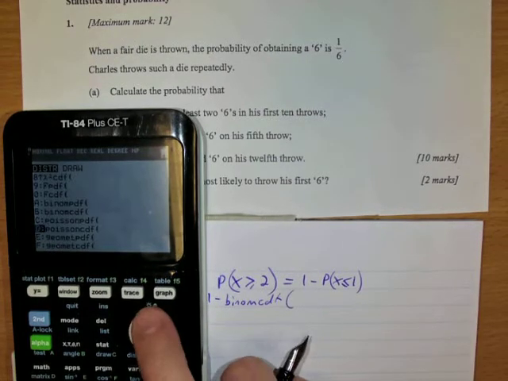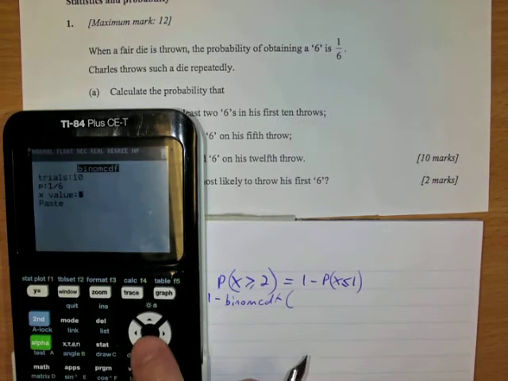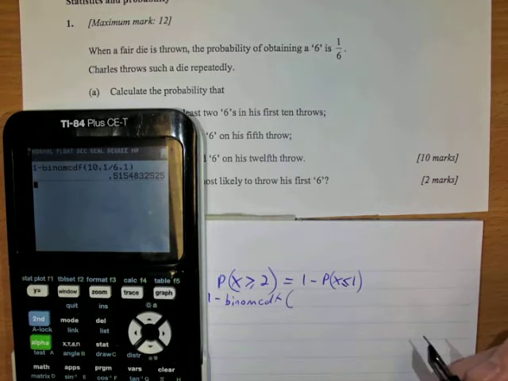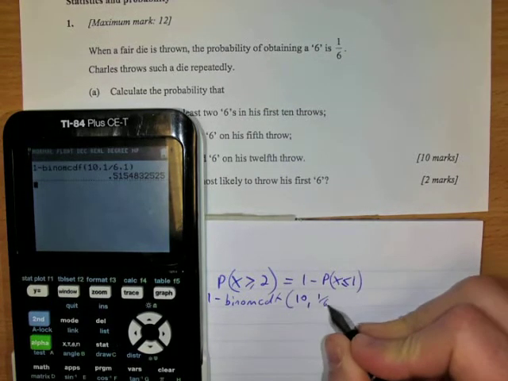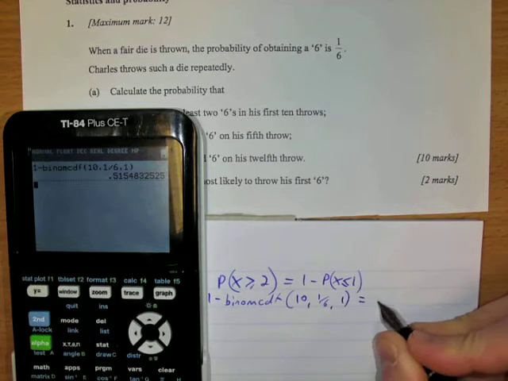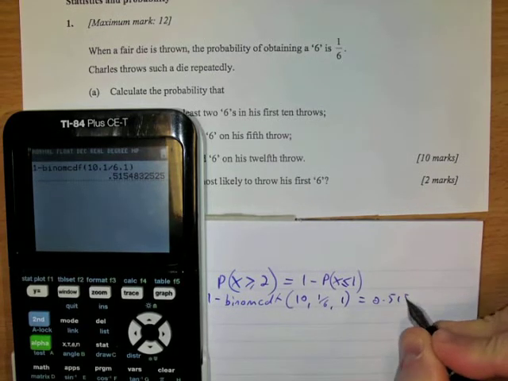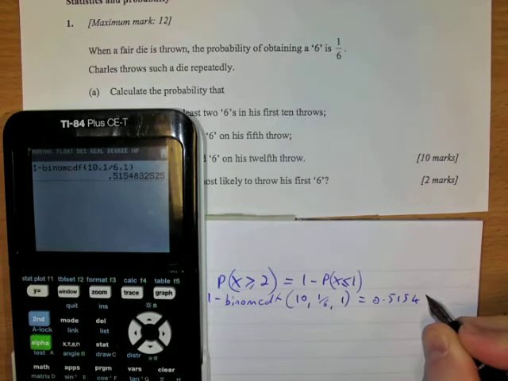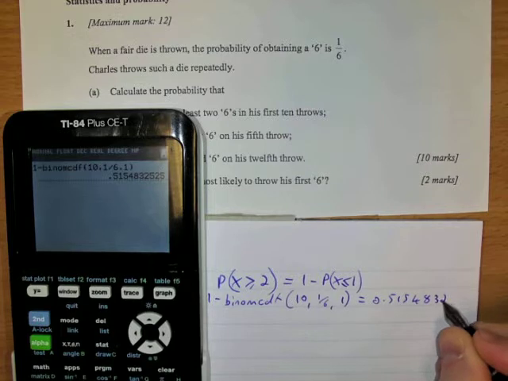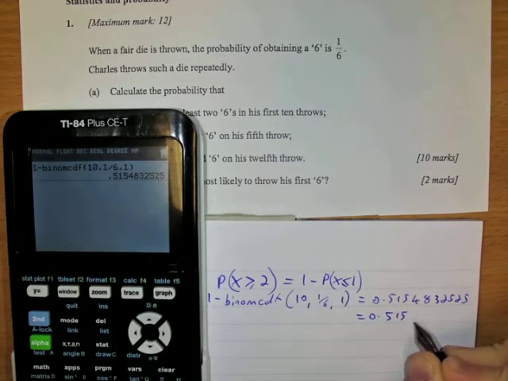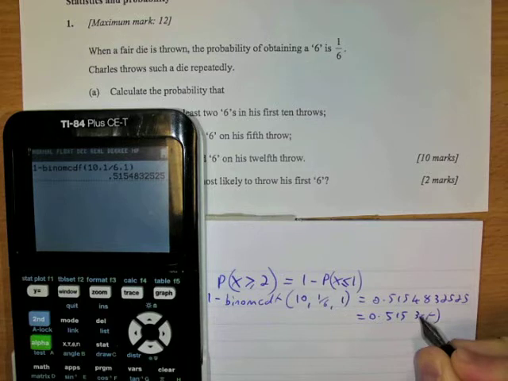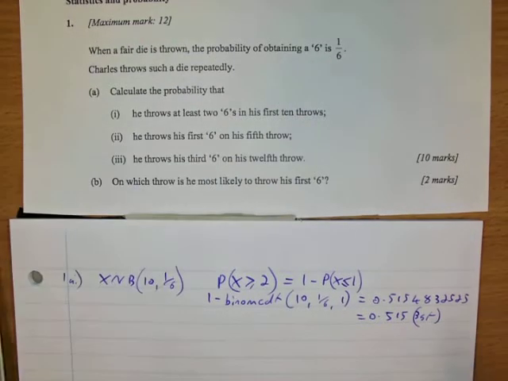So I go to binomial CDF, and there's all the information. So we get 10, a sixth, 1, and that gives us 0.515. And I'd write down the full calculator display here so that in case you make any errors with the rounding, you're not losing marks. Remember, the default is 3 significant figures.